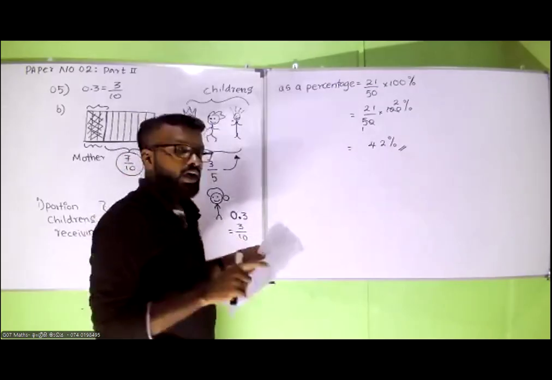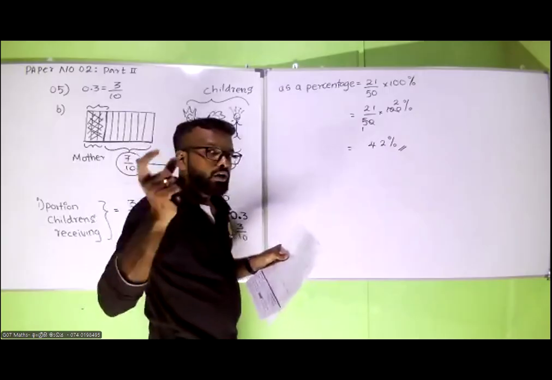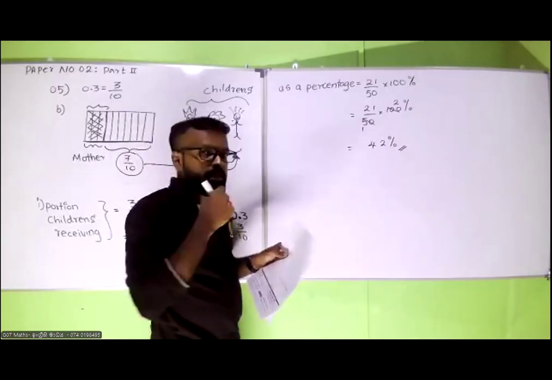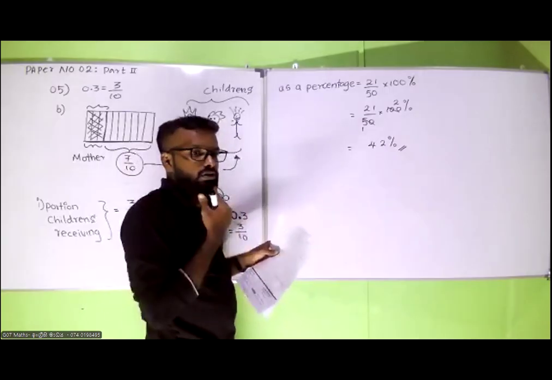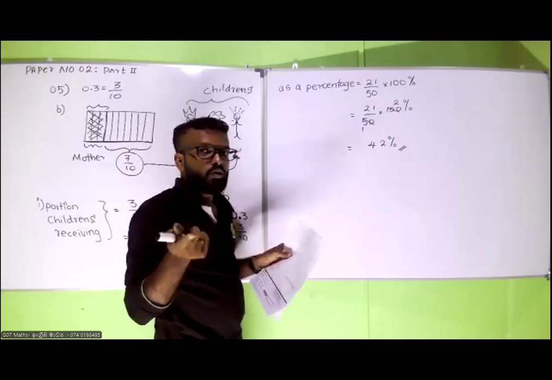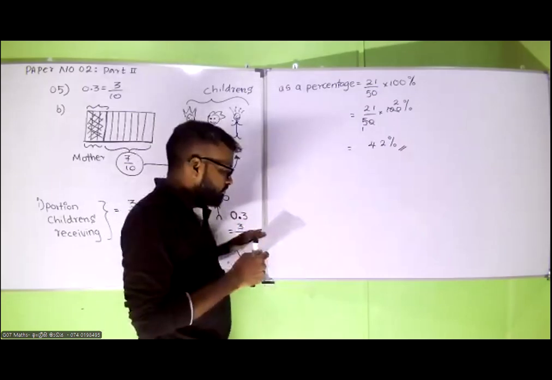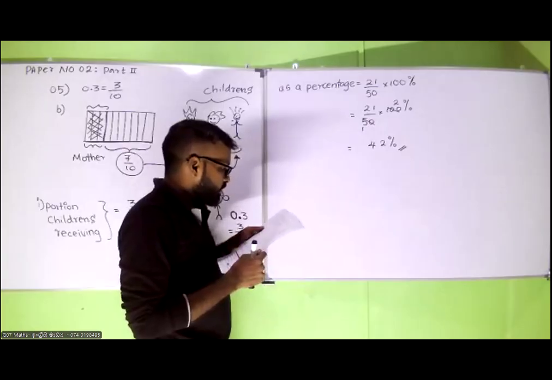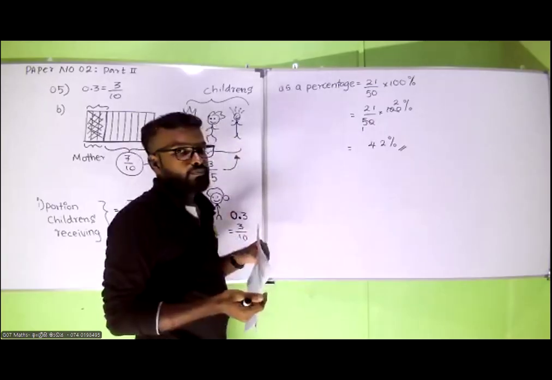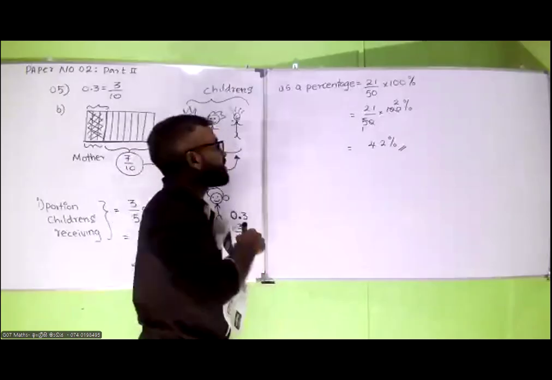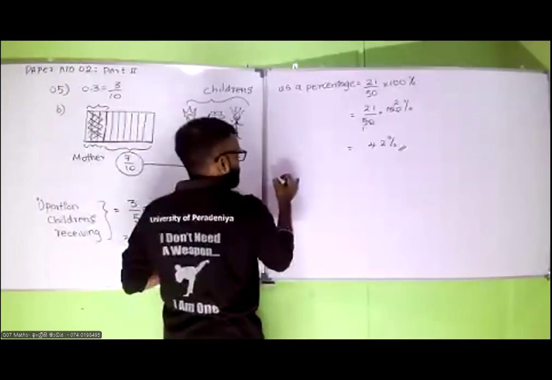I have something important to tell you, which I will tell at the end. When you are answering the question paper, this is the way you need to follow. I will explain it now. Express the portion given to the wife as a fraction. We have already given it as a fraction.